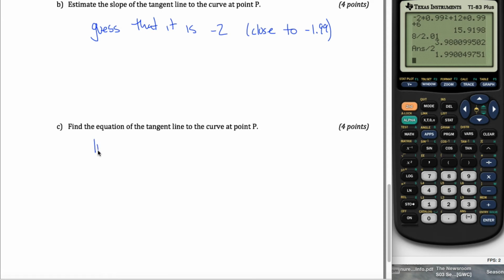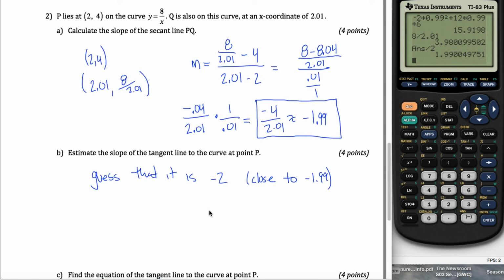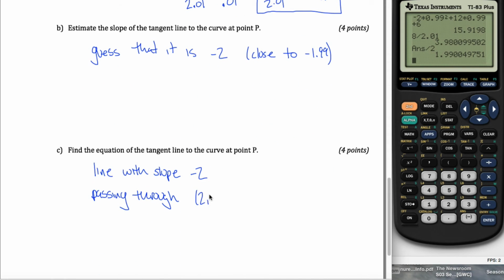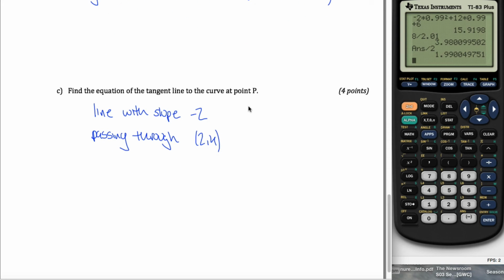So this is just the line with slope negative 2 passing through the point (2, 4). One way you can do this is you can use the point-slope form of a line, which is y minus y1 equals m times x minus x1, where m is the slope, negative 2 in this case, and x1 and y1 are 2 and 4 respectively.